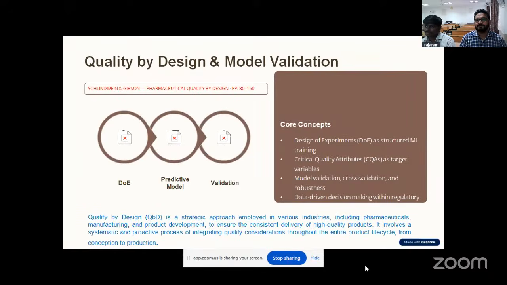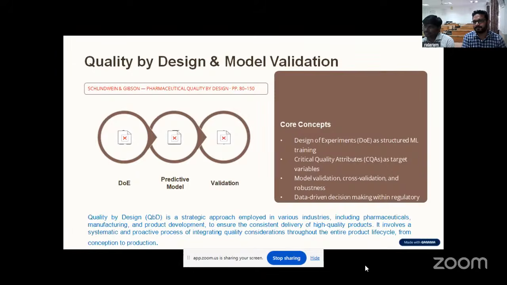Next is quality by design and model validation. For this, I would refer Gibson again, and the topic was pharmaceutical quality by design, page number 80 to 150. So the core concept mentioned here is design of experiments. Now, what do you mean by quality by design or QBD?